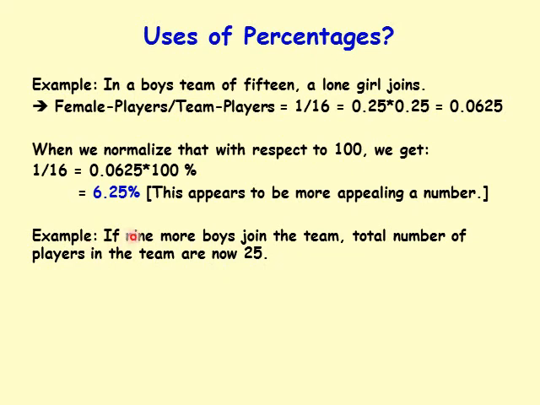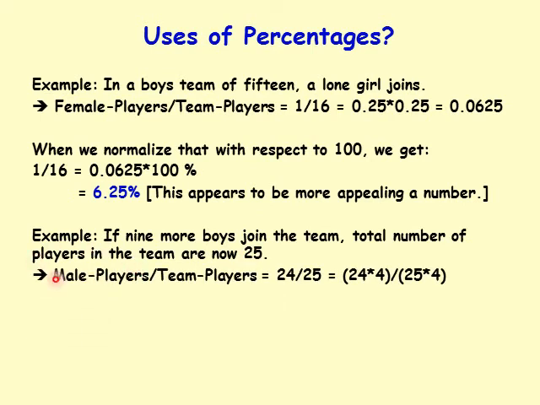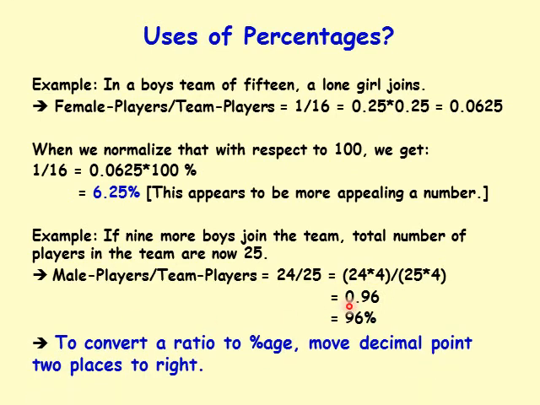Let's continue. Example: if 9 more boys join the team, the total number of team members is now 25. So 16 here, 9 more join, 25. Now if I say the ratio of male players to the team players is 24 boys and total players 25, I multiply and divide by 4, so that in the denominator I have 100. That gives me 96 divided by 100, which is equal to 0.96. Then we multiply by 100, and that gives me 96%.